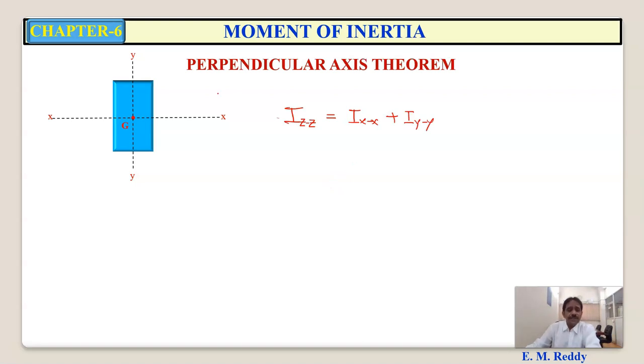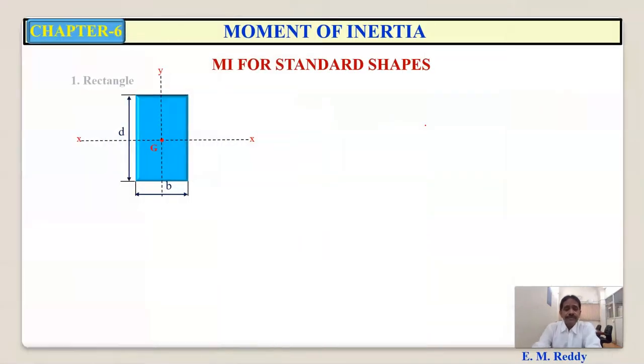Is it clear? So here the z-axis is perpendicular to the xy plane. So moment of inertia about the z-axis is equal to the moment of inertia about the x-axis plus the moment of inertia about the y-axis for any given section. Then moment of inertia for standard shapes.